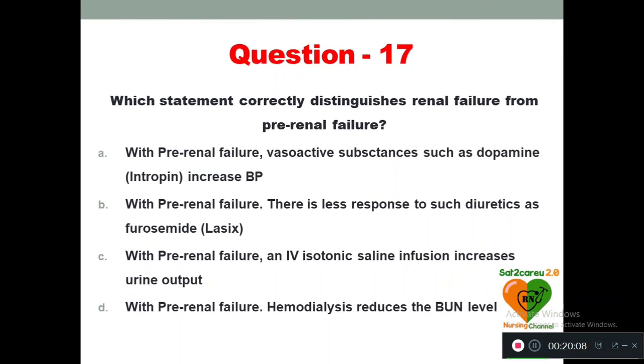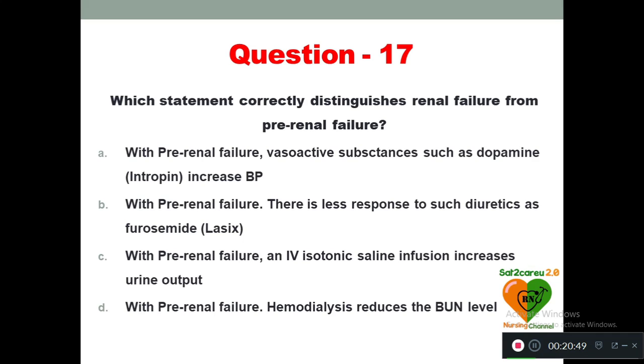Question number 17. Which statement correctly distinguishes renal failure from pre-renal failure? Option A. With pre-renal failure, vasoactive substances such as dopamine increase BP. With pre-renal failure, there is less response to diuretics such as furosemide. Option C. With pre-renal failure, an IV isotonic saline infusion increases urine output. Option D. With pre-renal failure, hemodialysis reduces the blood urea nitrogen level.